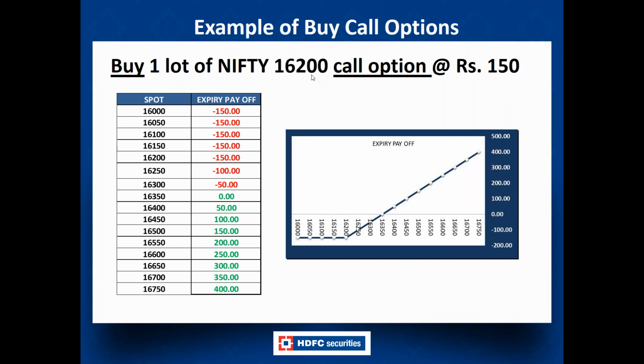Now, I am bullish on the market and I want to make money out of it if the market goes up. In this scenario, the current market price is around 15,900, 16,000, and I feel that on the expiry day, Nifty will go above 16,200. So what I will do is buy a 16,200 call option at 150 rupees.